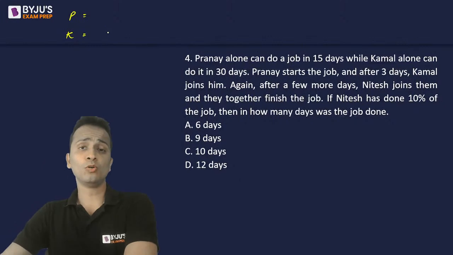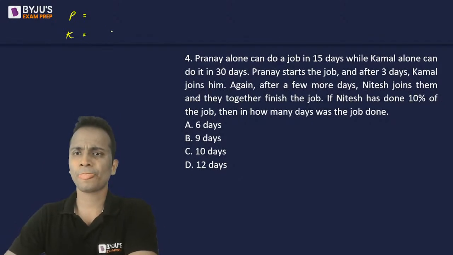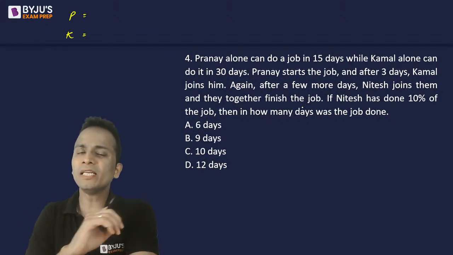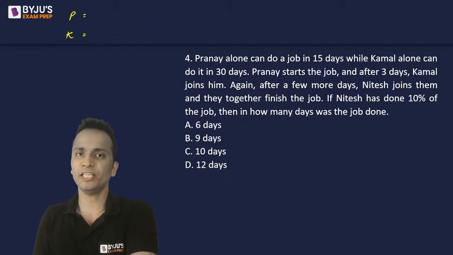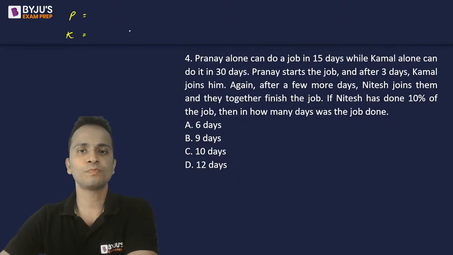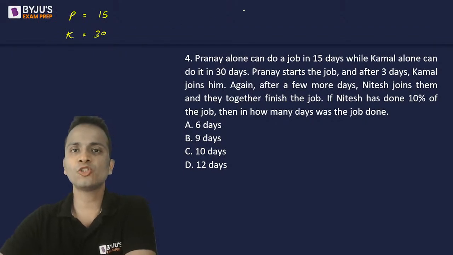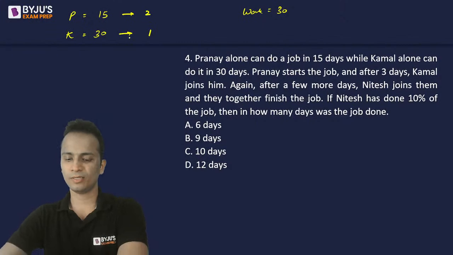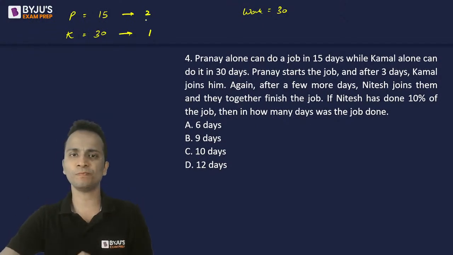Okay, so how to go about this one? Nitish has done 10% of the job. I'll completely remove the amount of work done by Nitish. Let's see how. Now, Pranay can finish the work in 15 days and Kamal can finish in 30 days. So I'll assume the total work as 30 units. So Pranay's 1 day work will be 2 and Kamal's 1 day work will be 1. This is the standard procedure.